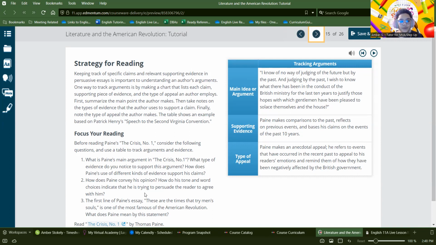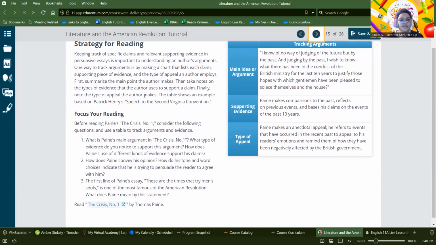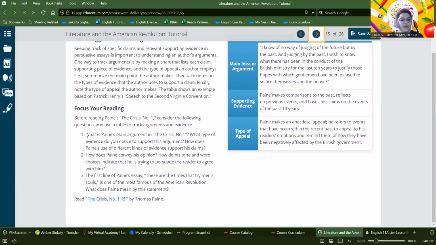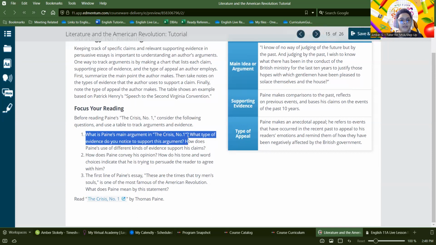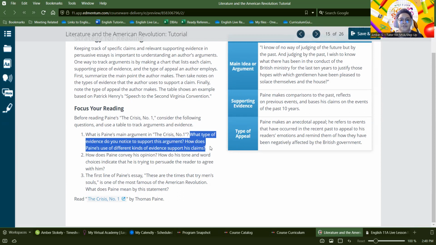They also give you 3 questions to consider, and these might also be helpful. So what is his main argument in the crisis number 1? What is the main argument he's trying to make? Can you find it in there? What type of evidence do you notice that he uses? And how does he use different kinds of evidence to support his claims?